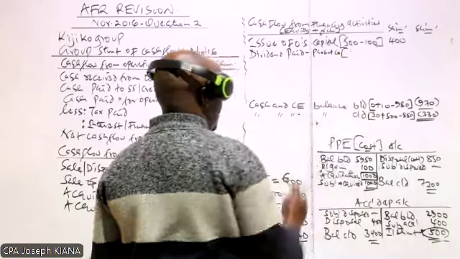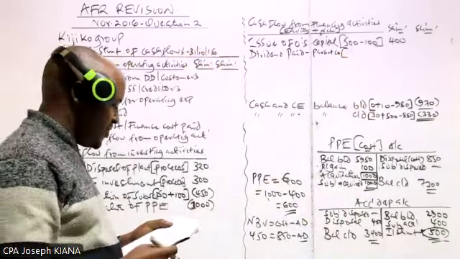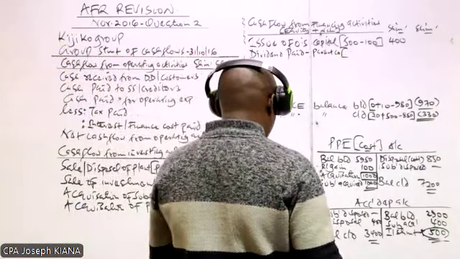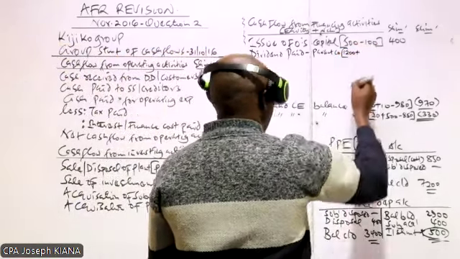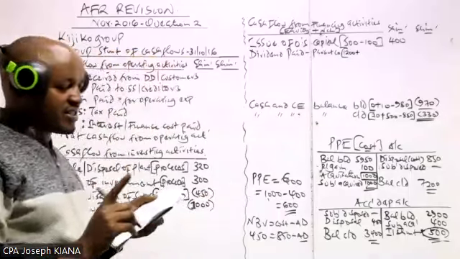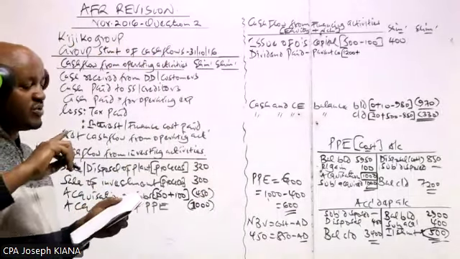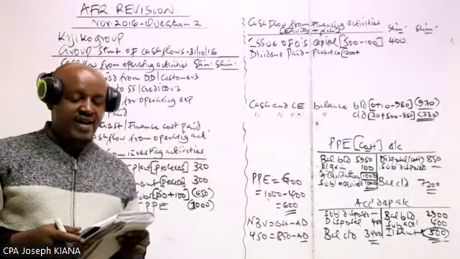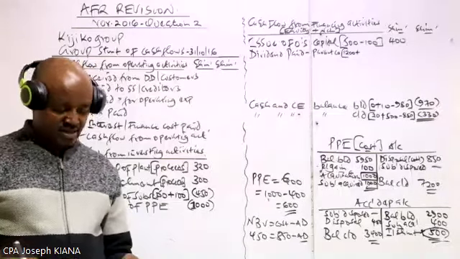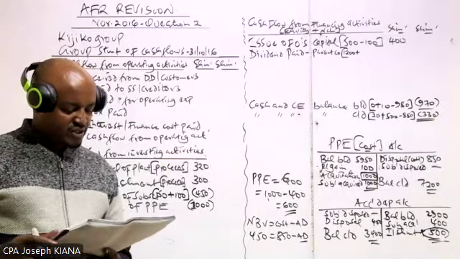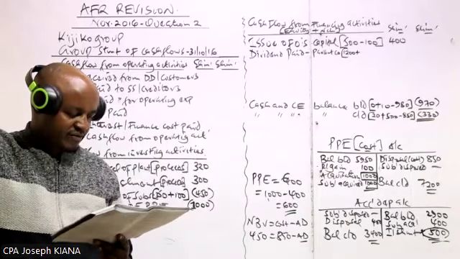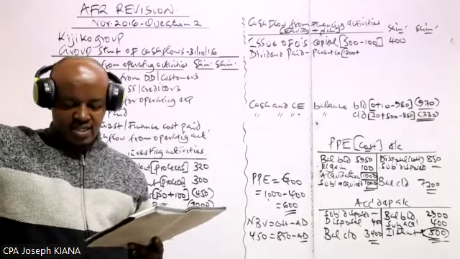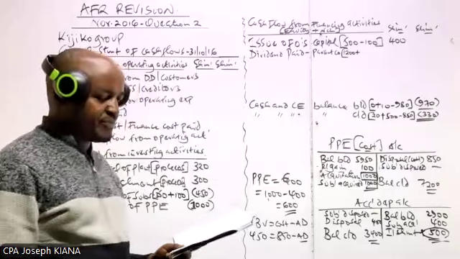How do we compute this one? Very simple. We take the retained earnings at the start of the year, which is 1,200. And then to this, we add the profit for the year attributable to the parent company. We get that from the income statement. What is the profit for the year attributable to the parent company from the income statement?